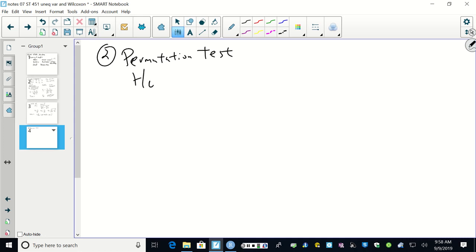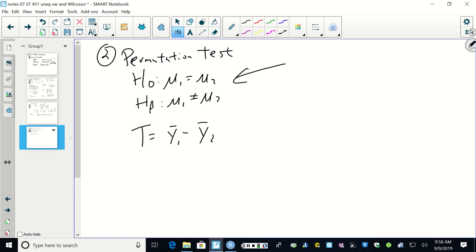So say we still have the same hypotheses. The means are the same versus an alternative that they're different. And our test statistic, we're going to take the difference in sample averages. And now our goal is to evaluate whether our observed statistic value is extreme. A different idea, instead of going to T distributions and statistical theory, is to consider this null hypothesis a little more strictly. That just says the means are the same.